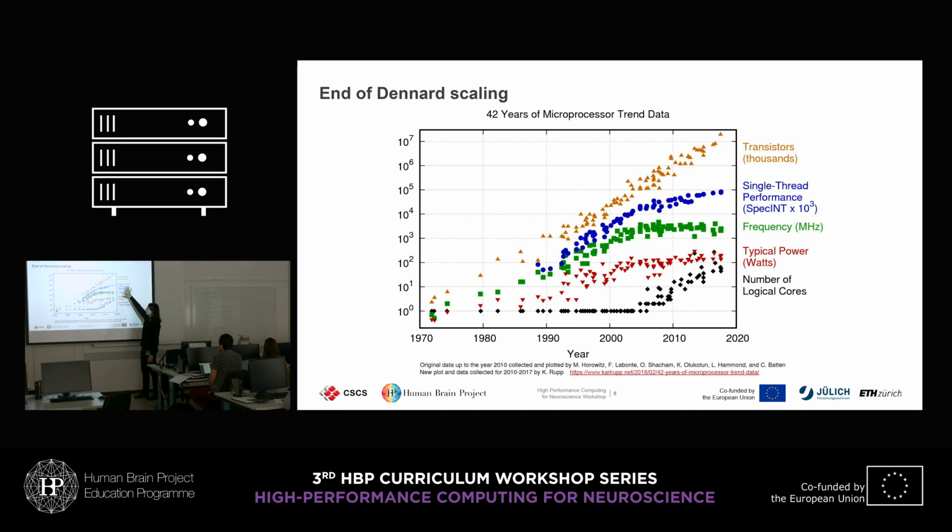This is a graph of the microprocessor data over the last 40 years. The key metrics, the key trends, are the orange one, the number of transistors, the green, which is the frequency, and the black, the number of cores. So in 2005, we reached the maximum frequency we could give to a single processor core. But what happens?